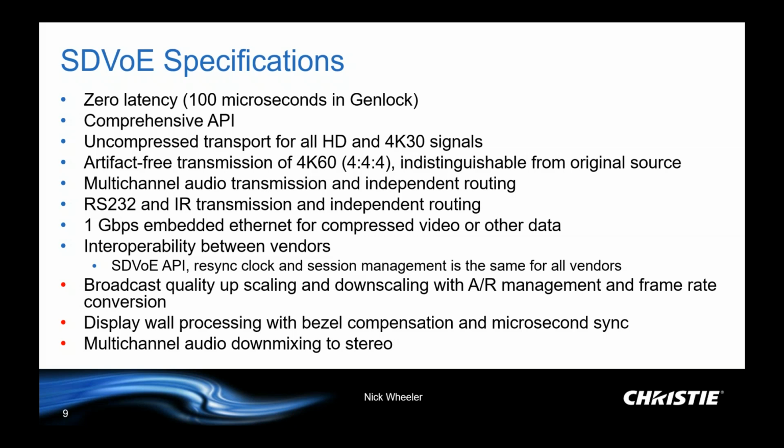We also do broadcast quality upscaling and downscaling with aspect management and frame rate conversion, and display wall processing with bezel compensation and microsecond sync, so you can take a single source and spread it across a video wall without having sync issues between the different elements of the video wall. And multi-channel audio down mixing to stereo as well. So you can down mix HDMI audio to stereo on the receiver end and output it to whatever you want. Those last three really are a little specific to Terra.